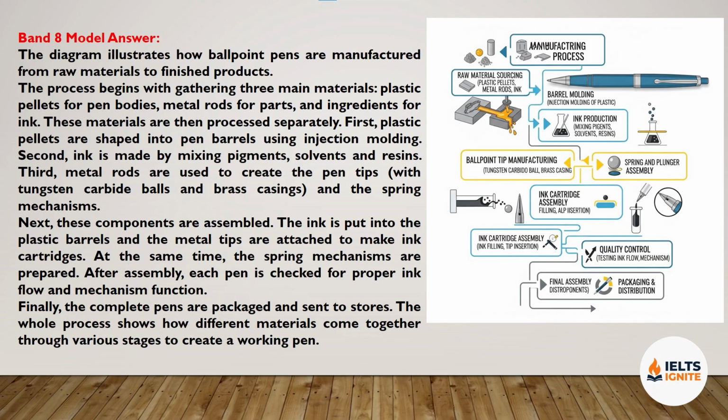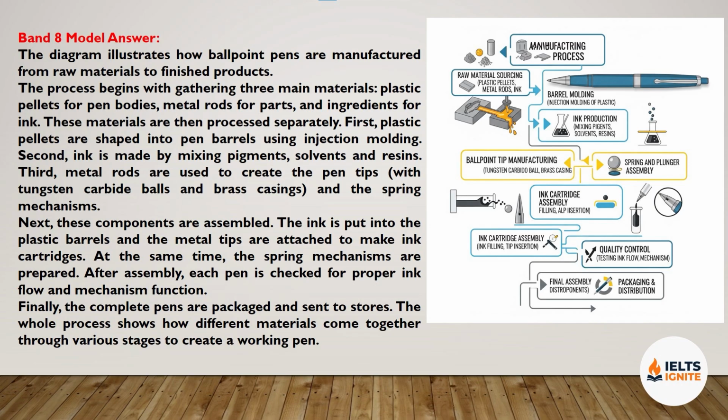First, plastic pellets are shaped into pen barrels using injection molding. Second, ink is made by mixing pigments, solvents, and resins. Third, metal rods are used to create the pen tips, with tungsten carbide balls and brass casings, and the spring mechanisms. Next, these components are assembled.